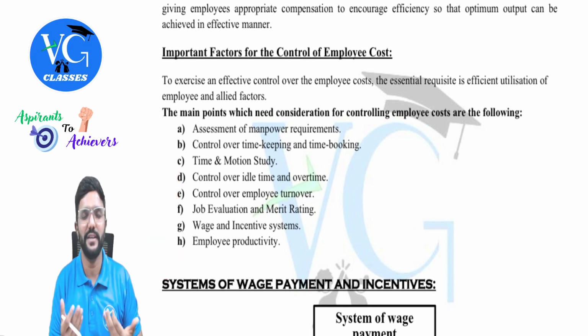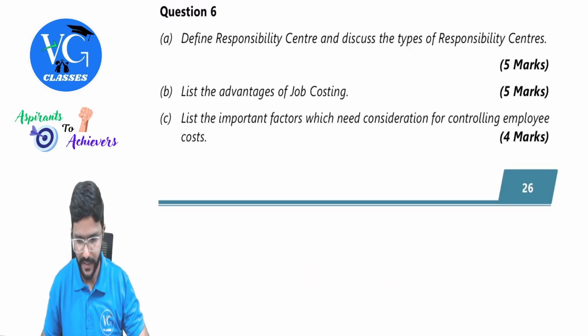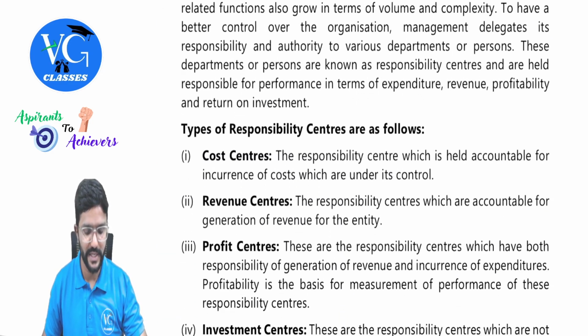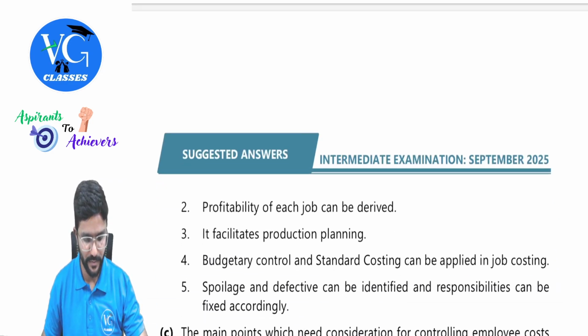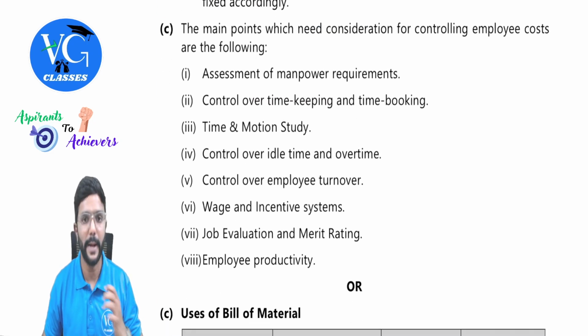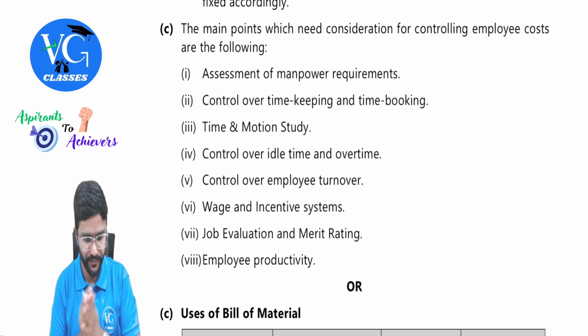Sir, should we explain it? Not required, guys, because that will take too much time. I don't think they have explained it here either. Just a minute. See, for the responsibility centers, you need to explain at least 2 to 3 lines. Yeah, for this one, they've just given the points. This is job costing. You can also just mention the points.